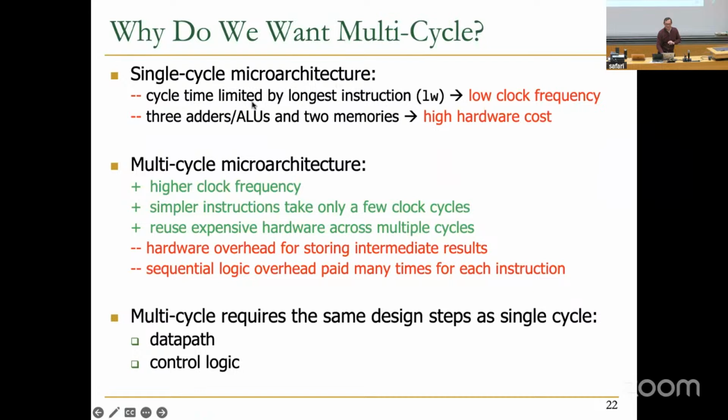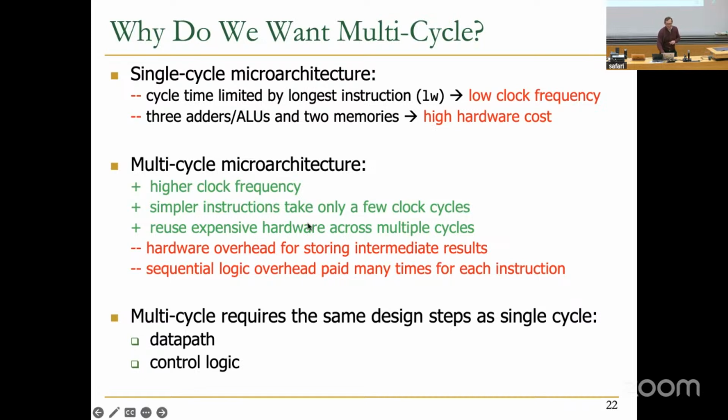In the single cycle, we already discussed this a lot. Cycle time is limited by the longest instruction, so you have low clock frequency. But we also said you have a lot of adders and ALUs and memories. This gives you high hardware cost because you have to provide all of the combinational resources to process a given instruction in a given clock cycle. If a given instruction needs to access memory twice, you need to provide the resources for that. If a given instruction needs to do multiple additions, which many instructions need to do, like incrementing the PC by 4, you need to add adders all over the place. You cannot reuse the same adder.